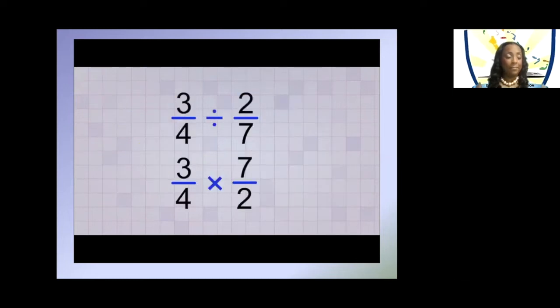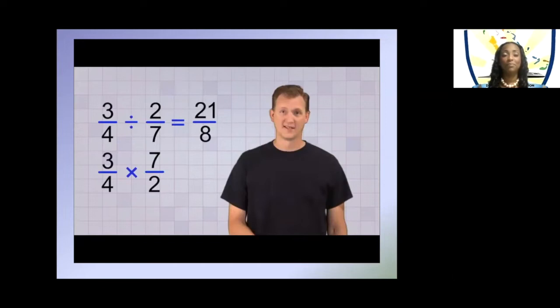Okay, now that our problem has been changed to multiplication, it's easy. Just multiply the tops, 3 times 7 equals 21, and multiply the bottoms, 4 times 2, and we have the answer to our fraction division problem. So 3 over 4 divided by 2 over 7 is 21 over 8. So that's pretty easy, but let's try one more example.